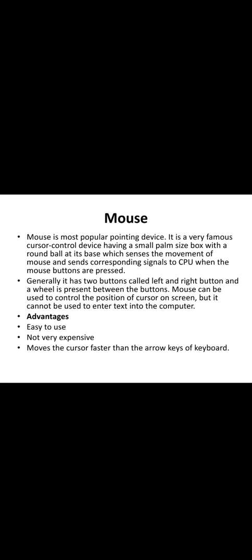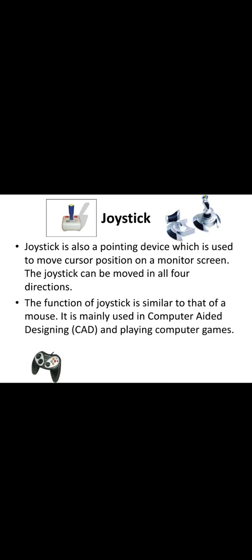Generally it has two buttons called the left and right button, and a wheel will be present in between, where you can move the cursor on the screen. But one disadvantage of the mouse is that you cannot enter any text into the computer. For that you again require a keyboard. The advantages are that it is very easy to use, it is not very expensive, and it moves the cursor very fast when compared to the keyboard.